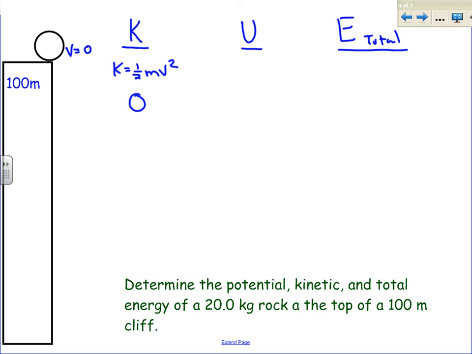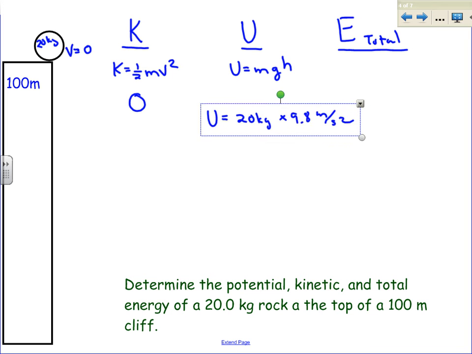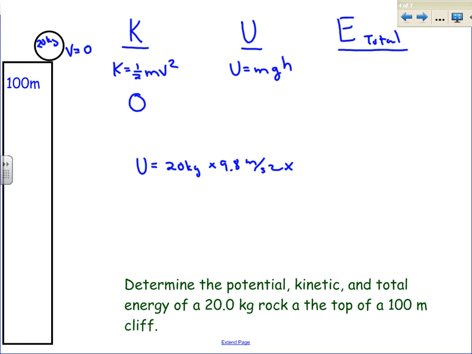Now, potential energy, remember, is your mass times gravity times height. So our mass was 20 kilograms, that's the mass of the rock. We know what gravity is, 9.8, and our height is 100 meters. So we can calculate potential energy as 20 kilograms times 9.8 meters per second squared times the height, 100 meters. If we use our calculators, our potential energy, usually a big number, equals 19,600. You might remember these are joules.